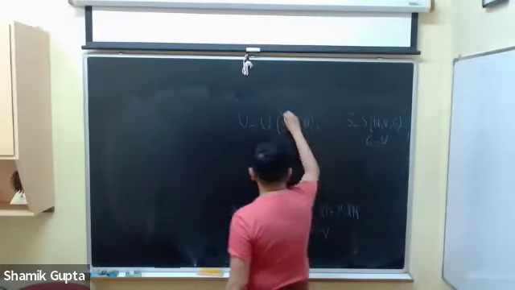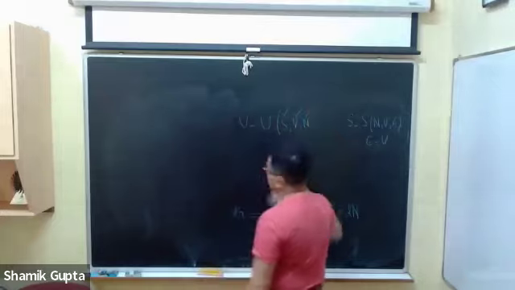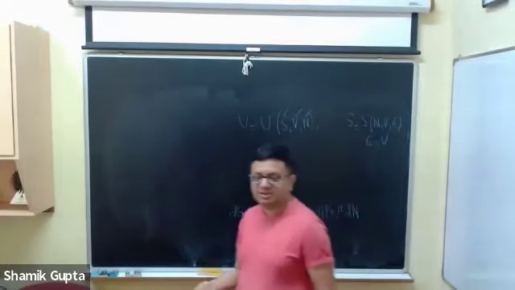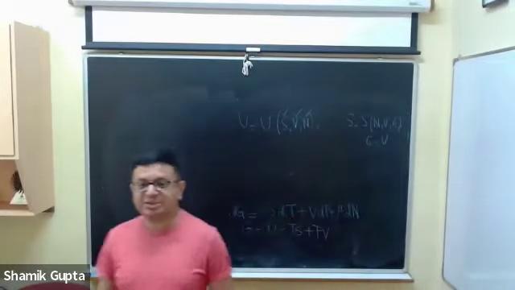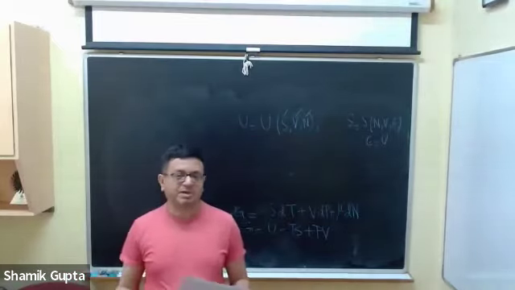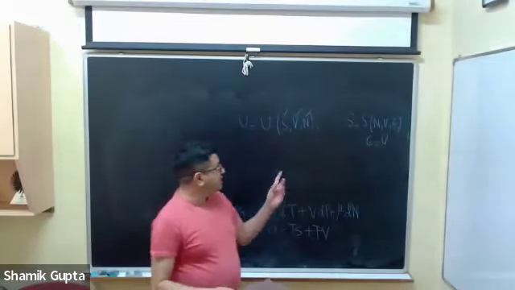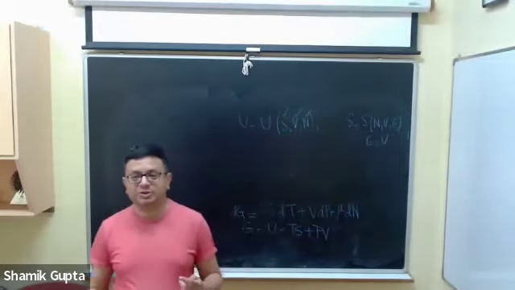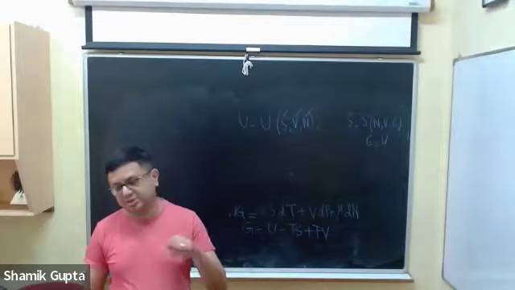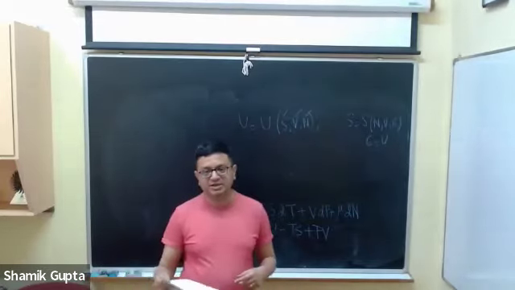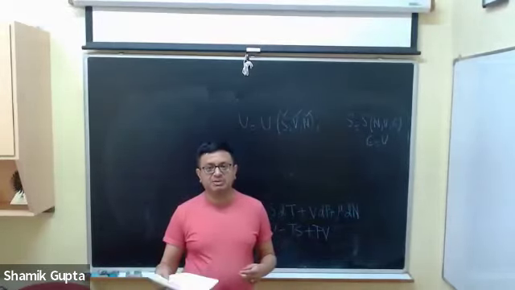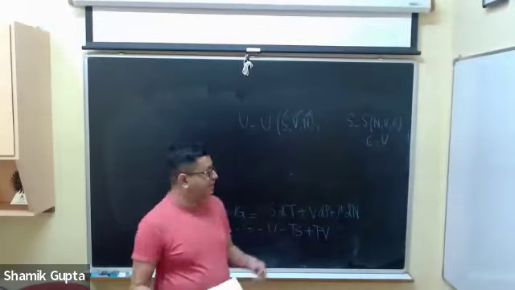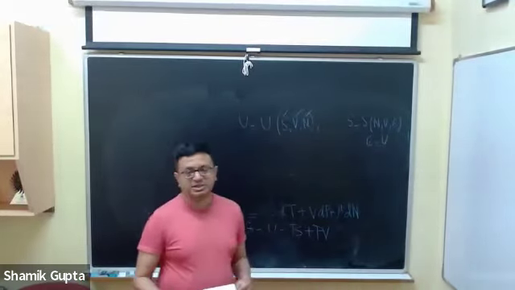But these quantities, S and V and N, are all extensive quantities. That is, they are proportional to the number of particles in the system. V I know is proportional because the density rho is equal to N by V, so V is equal to N by rho. So it is proportional to N. N is of course proportional to N.